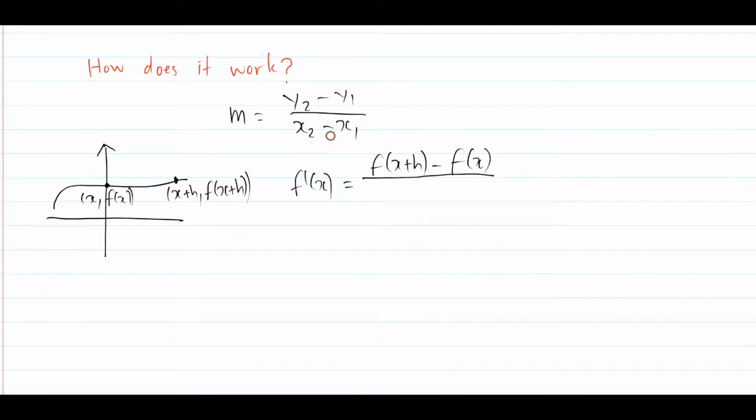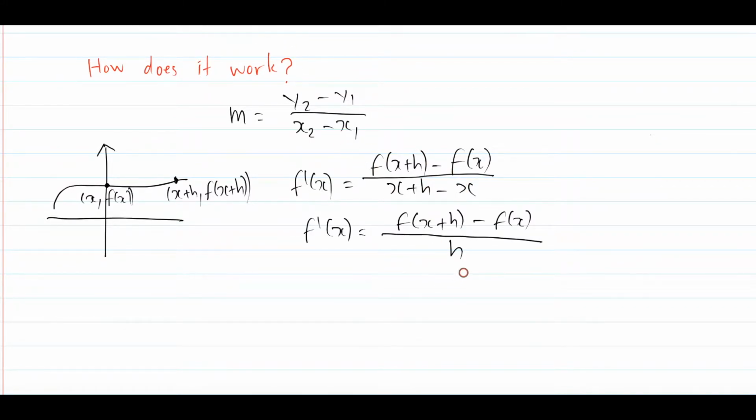And of course, you divide that by x2 minus x1. x2 is x plus h, minus x1, which is x, so minus x. And you simplify this, and what you get is pretty much your first principles. You should have learned this in Methods, or you will learn it soon. It's divided by h, because the x cancels out. So what Euler's method does is it takes this to a new level.